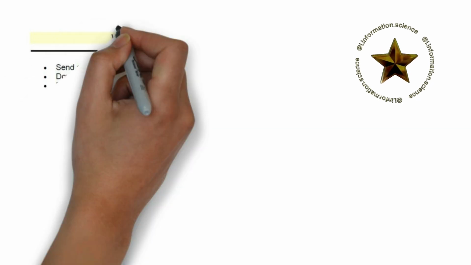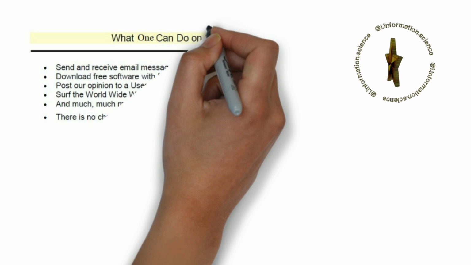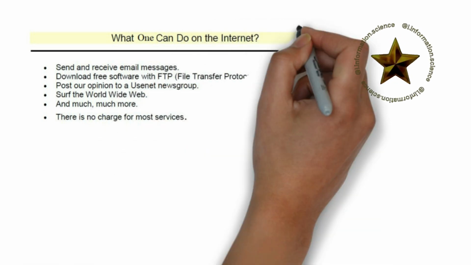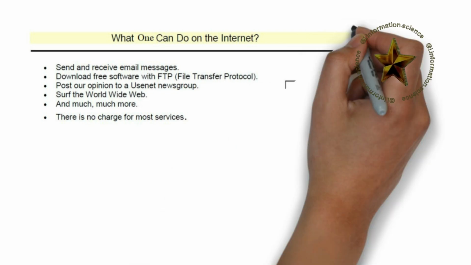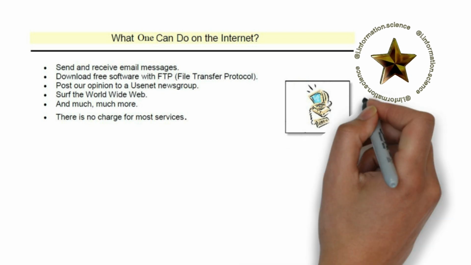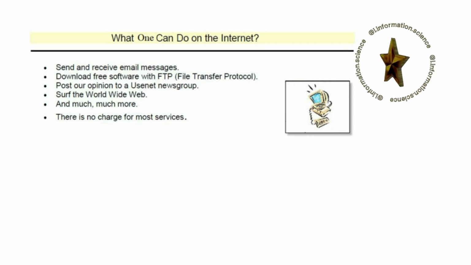What one can do on the Internet? 1. One can send and receive email messages. 2. Download free software with FTP, File Transfer Protocol. 3. Post your opinion to a Usenet news group. 4. Surf the World Wide Web. 5. And much more.